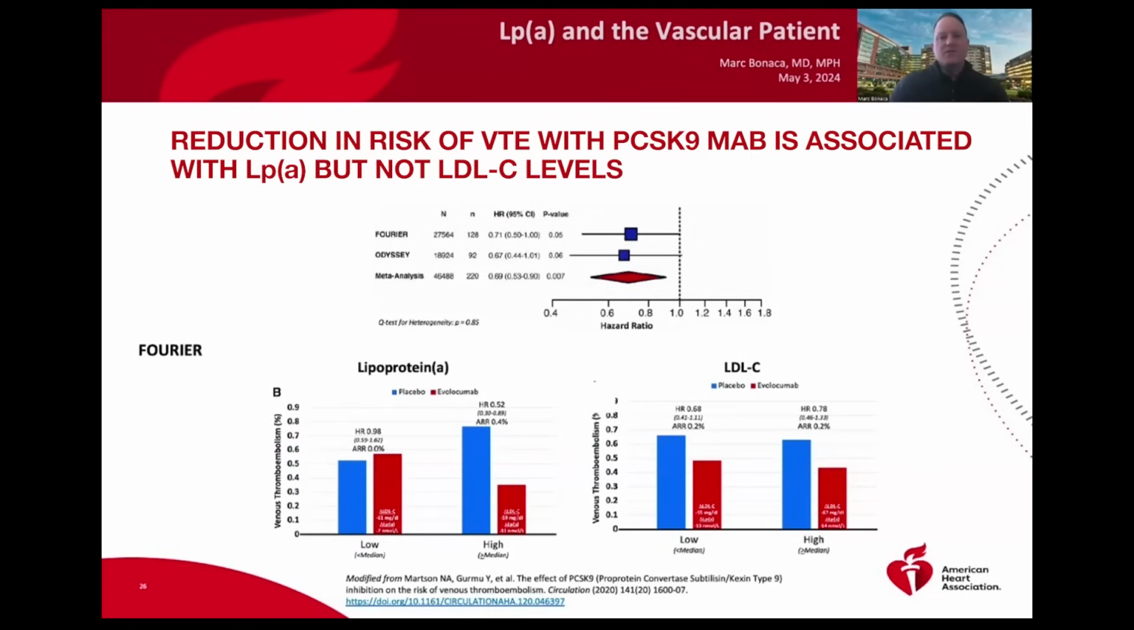We see this across different vascular events. In this analysis from the Fourier trial, we see this for venous thromboembolism, another thrombotic vascular event. And here we also saw that the effect appeared to be most closely associated with LPA and not as much LDL levels, suggesting that perhaps there's a prothrombotic component of LPA, and that lowering with PCSK9 inhibitors seems especially beneficial for this outcome in those with high LPA.